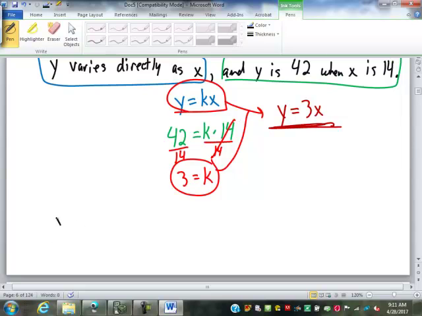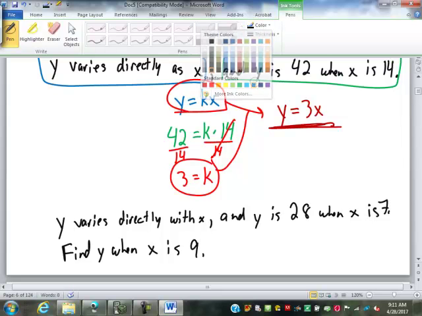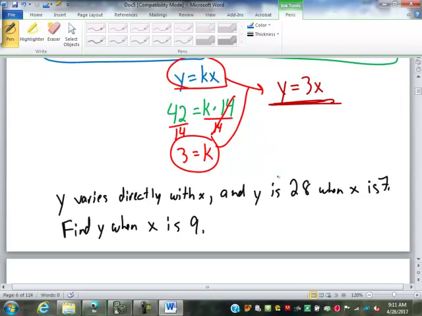I might be told y varies directly with x, and y is 28 when x is 7. Find y when x is 9. So now there's two pieces of information still and a question or a request.